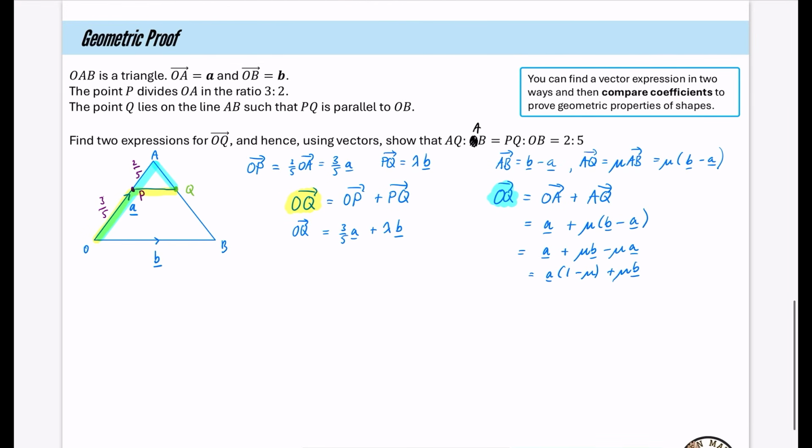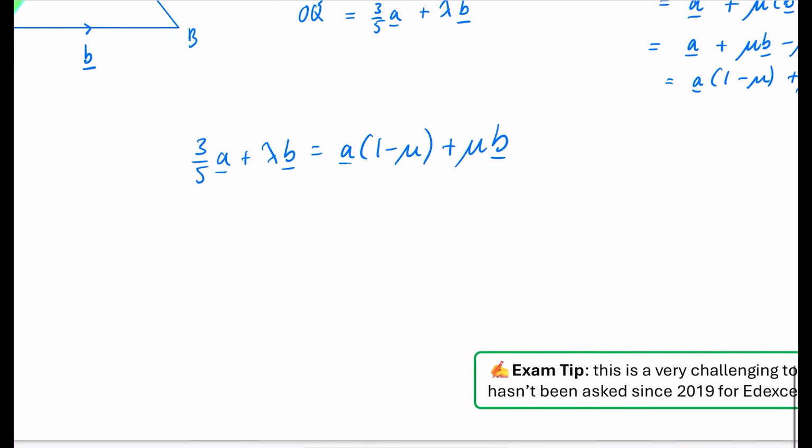And so because they are both the same vector OQ, I can say that this thing must be equal to this thing because they are describing the same vector OQ. So 3/5 A plus lambda B is the same as A 1 minus mu plus mu B. And so we've done this part of finding a vector expression in two different ways. We've made them equal to each other. And now we're going to compare the coefficients.